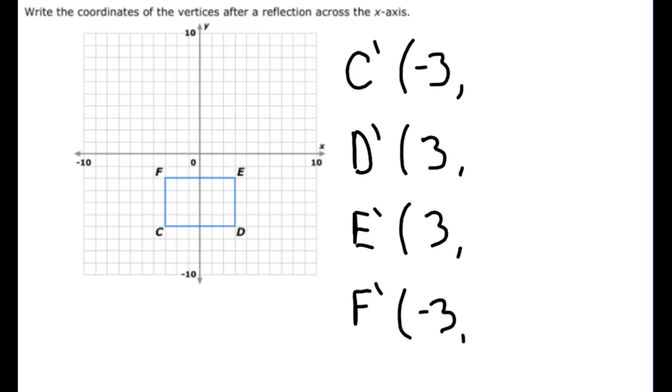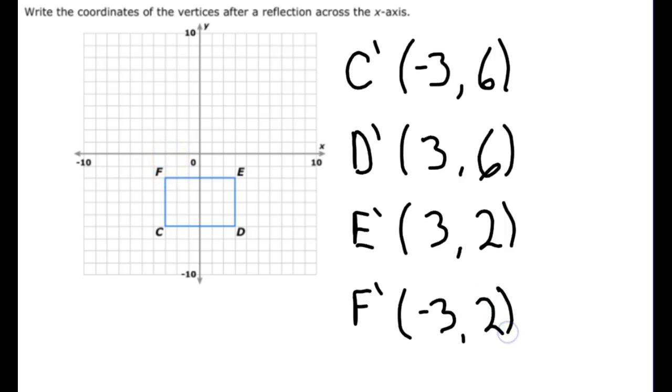So if we're looking at C, and we know we're reflecting across the x-axis, that's our line of reflection. We are 1, 2, 3, 4, 5, negative 6 units down. So if we're reflecting across the x-axis, that means our y value is going to be 6 units up. So this is going to be positive 6, which means D is going to be a positive 6 as well. E prime is going to be, E is negative 2, so E prime will be positive 2. And then F prime is going to be positive 2 as well.